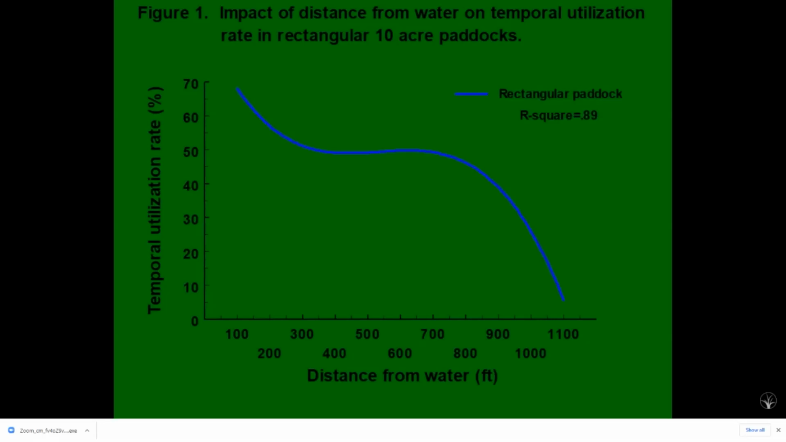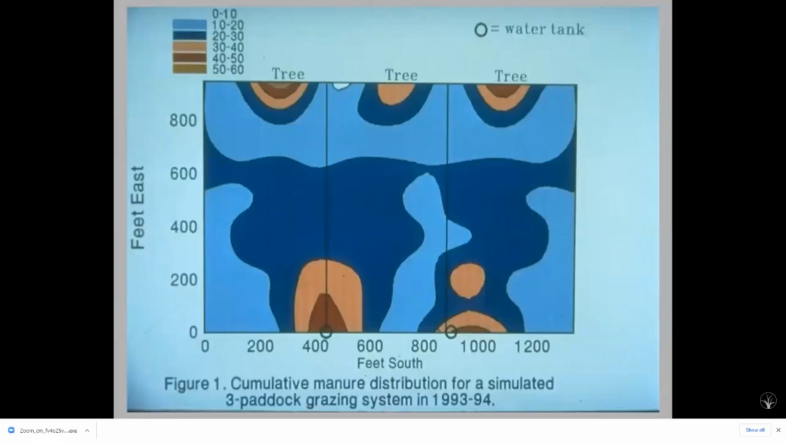So we want to make sure we keep that water within 800 feet, and preferably closer if we can, just to keep their grazing efficiencies as high as we possibly can. My Eastern Ohio Grazing Council folks know that I include these slides in a lot of presentations I do just because I think they're powerful.